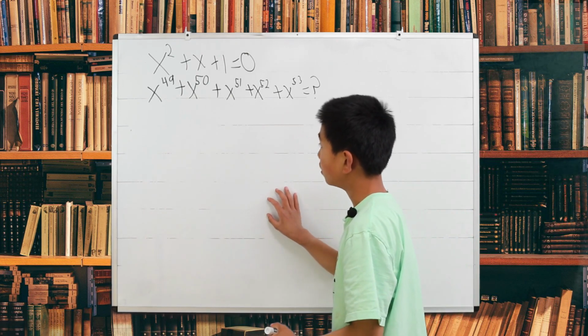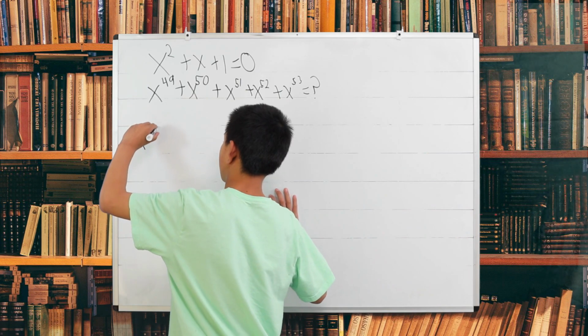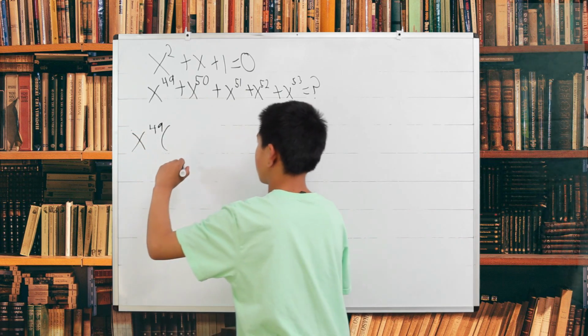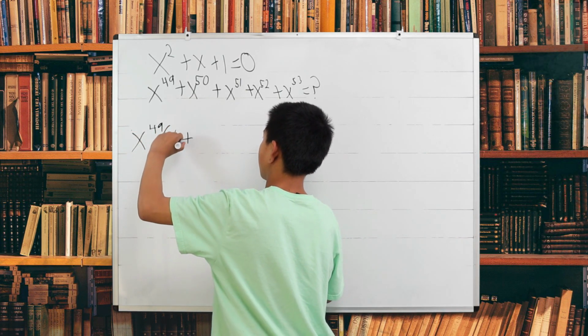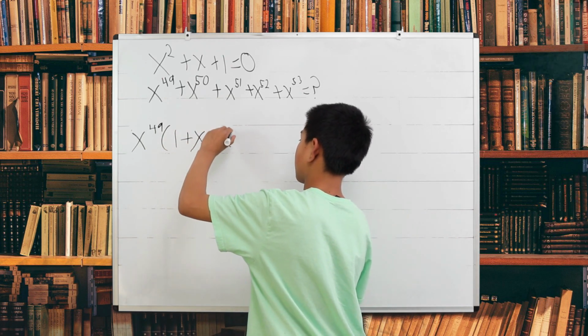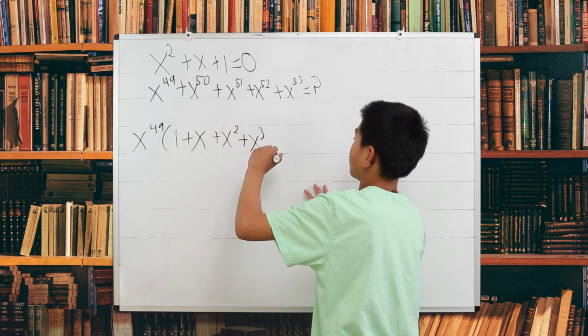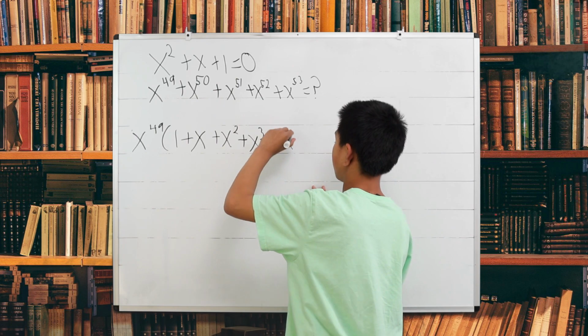The first thing to notice is that all these 5 numbers have a factor of x to the power of 49. So we can rewrite this as x to the power of 49 times 1 plus x plus x squared plus x to the third power plus x to the fourth power.